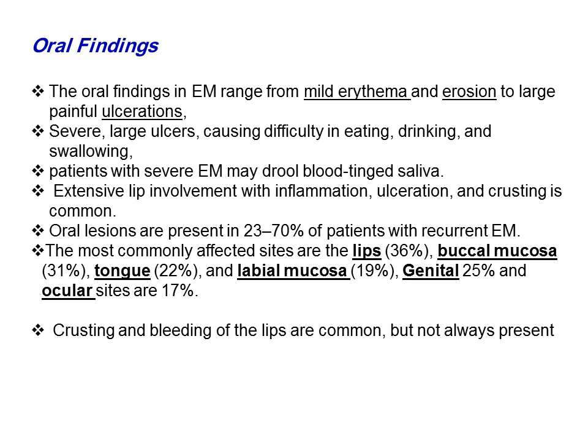Patients with erythema multiforme have blood-stained saliva, and extensive lip involvement with inflammation, ulceration, and crusting is most common. Oral lesions can be seen in 23 to 70% of patients with recurrent erythema multiforme. The most commonly affected sites, starting with the lips, are the buccal mucosa, tongue, labial mucosa, and genital and ocular mucosa. Crusting and bleeding of the lip are common but not always present.